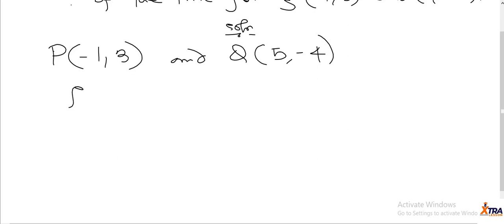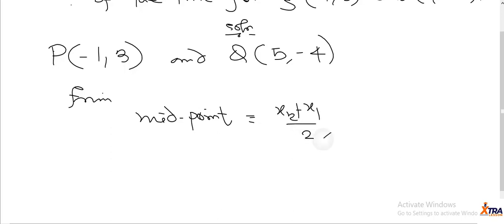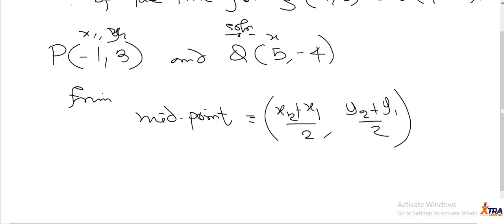So from our formula we have midpoint is equal to x2 plus x1 over 2, y2 plus y1 over 2. Of which this is x1, x2, y1, y2.